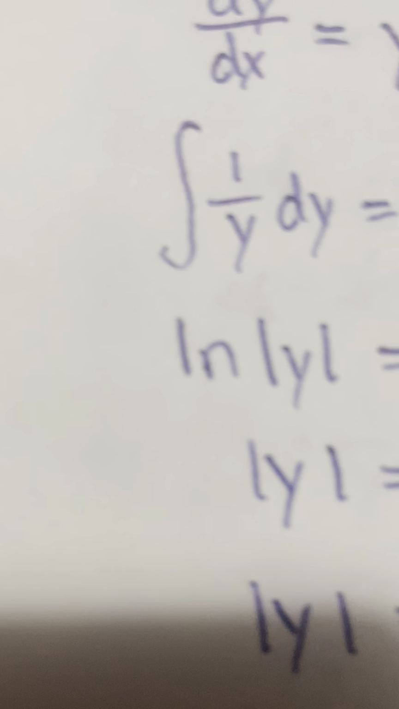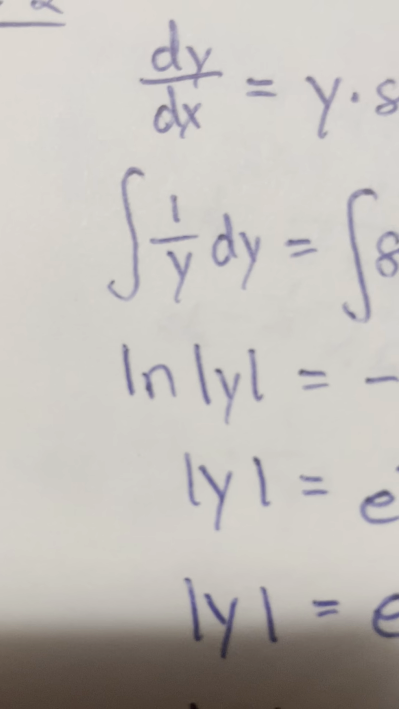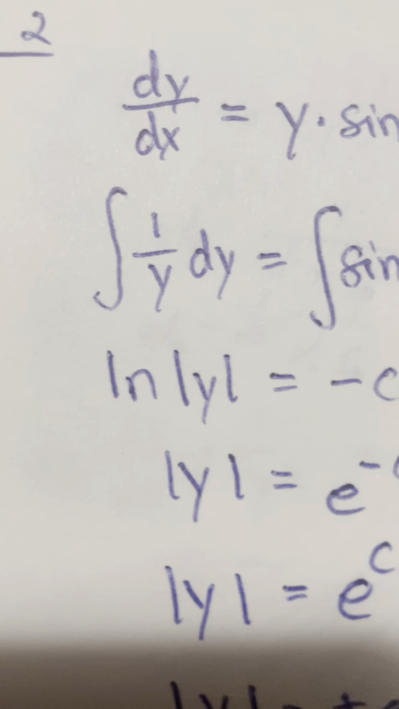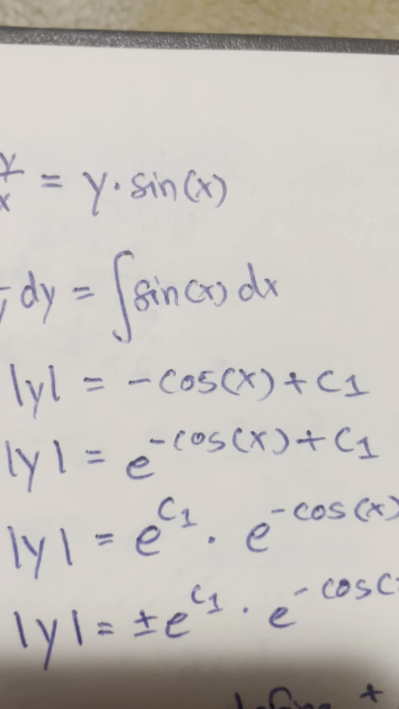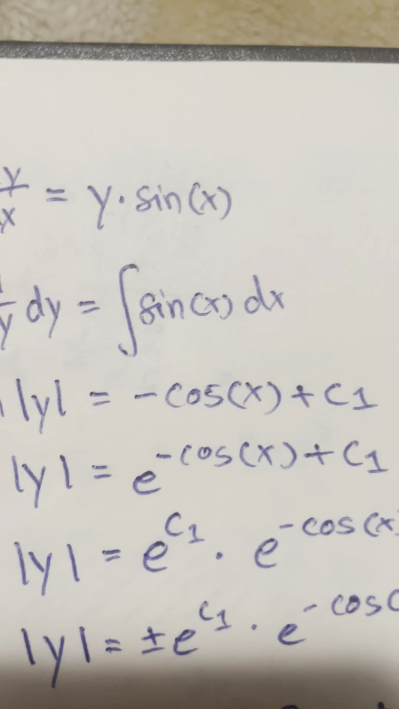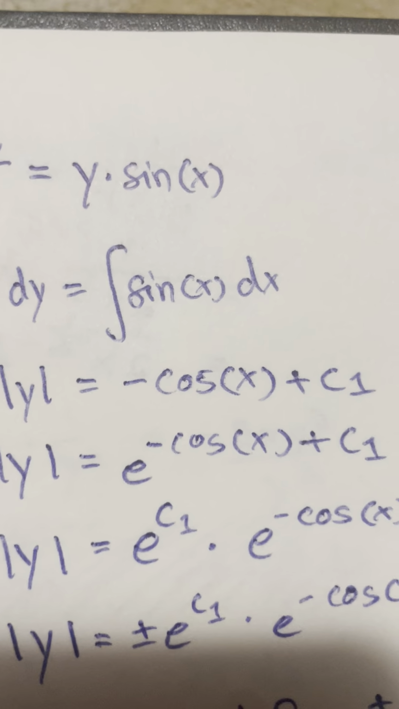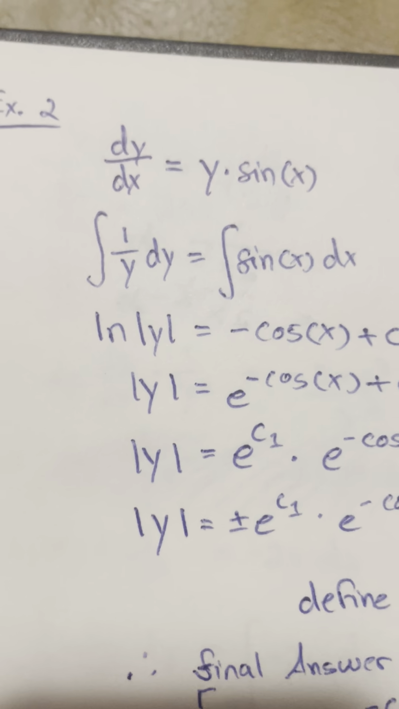And remember, we get ln y, or natural log of y, because if you were to take the derivative of natural log of y, or absolute value of y, you would get 1 over y. And so the integration on the right side is pretty simple. The derivative of negative cosine is sine, so the integral of sine is negative cosine. And we add a plus c1 for a constant.